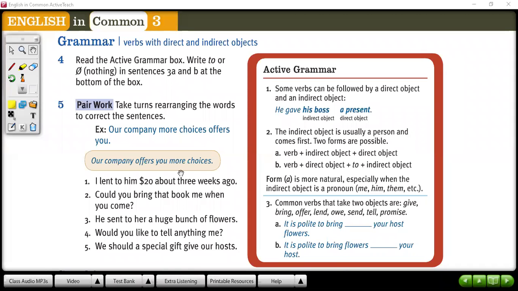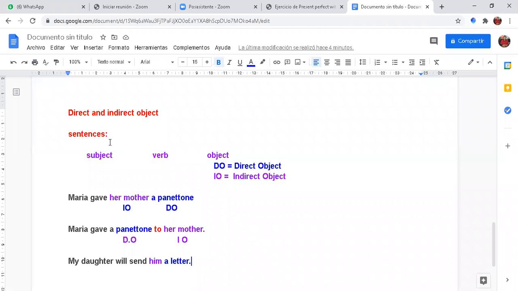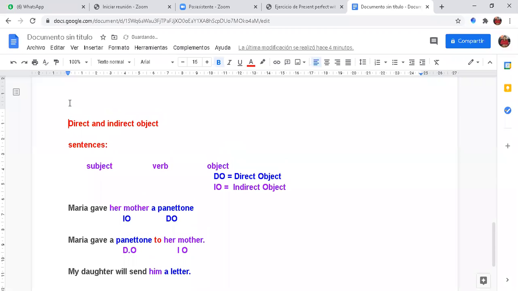Now I will explain what this grammar is about. Here you can see verbs with direct and indirect objects. That is the grammar related to this lesson. So let me share the other screen. When we talk about sentences, in a sentence we use direct and indirect objects. That is what the grammar is about, okay?